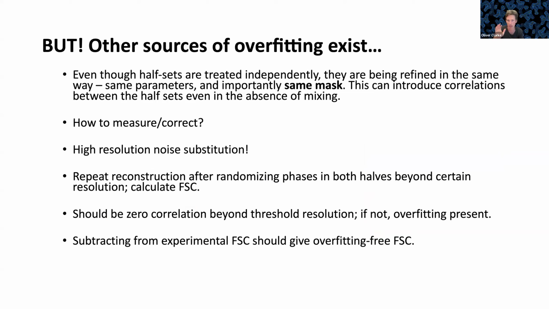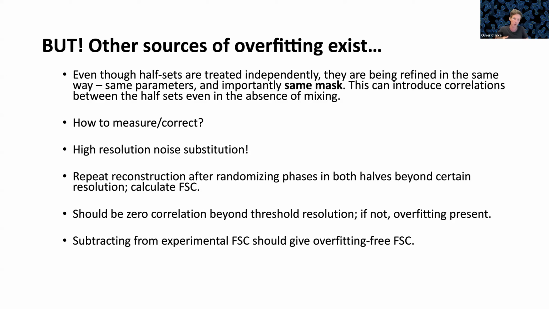Even though your half sets are treated independently, they're being refined in the same way, right? You're using the same parameters for both half sets, and most importantly, you're using the same refinement mask. And so that can introduce correlations between the half sets, even without mixing the particles together. Is there a solution for dealing with that? Yes, there is. The most common solution for this is called high resolution noise substitution.